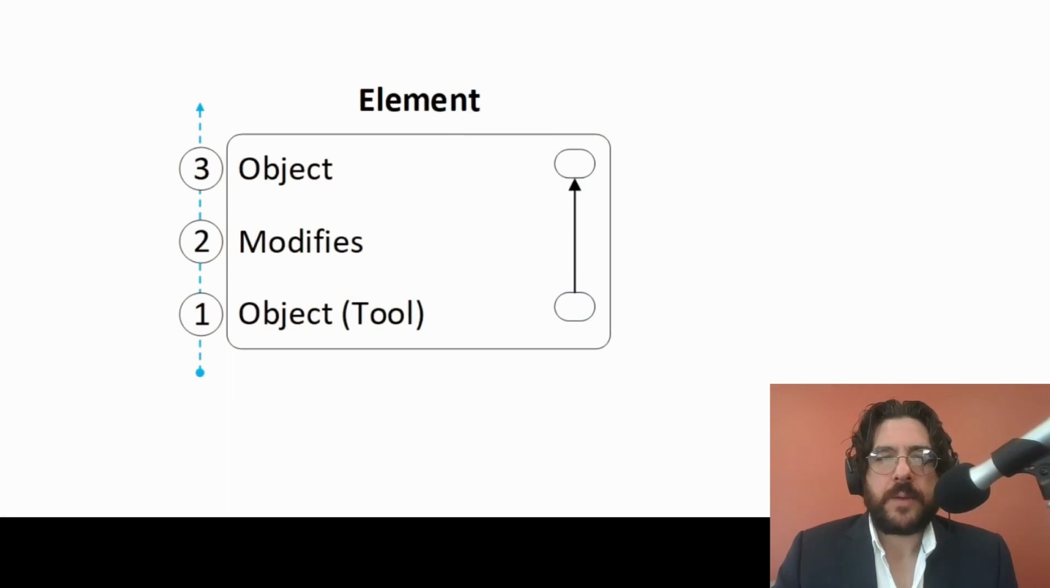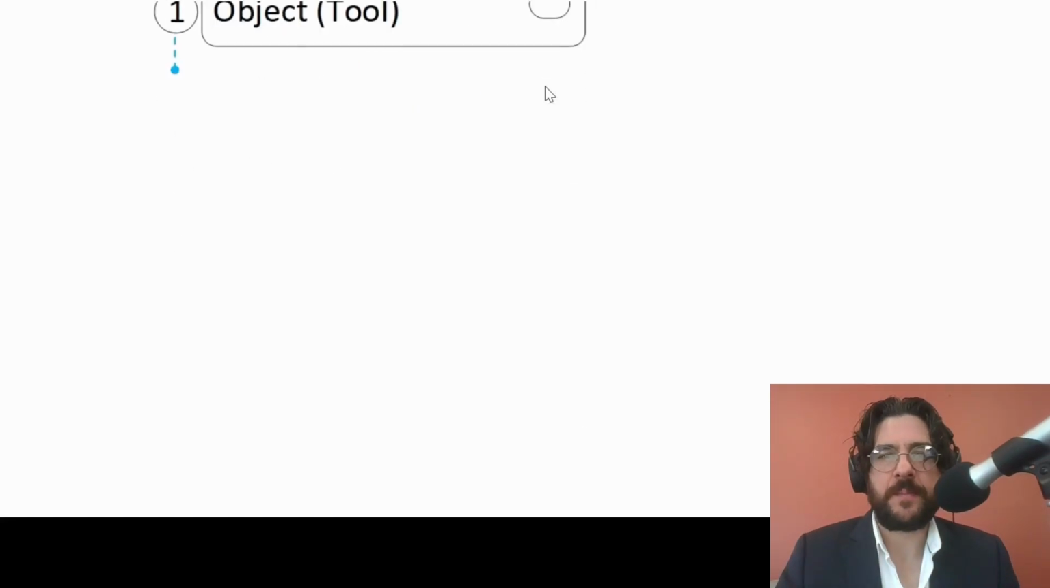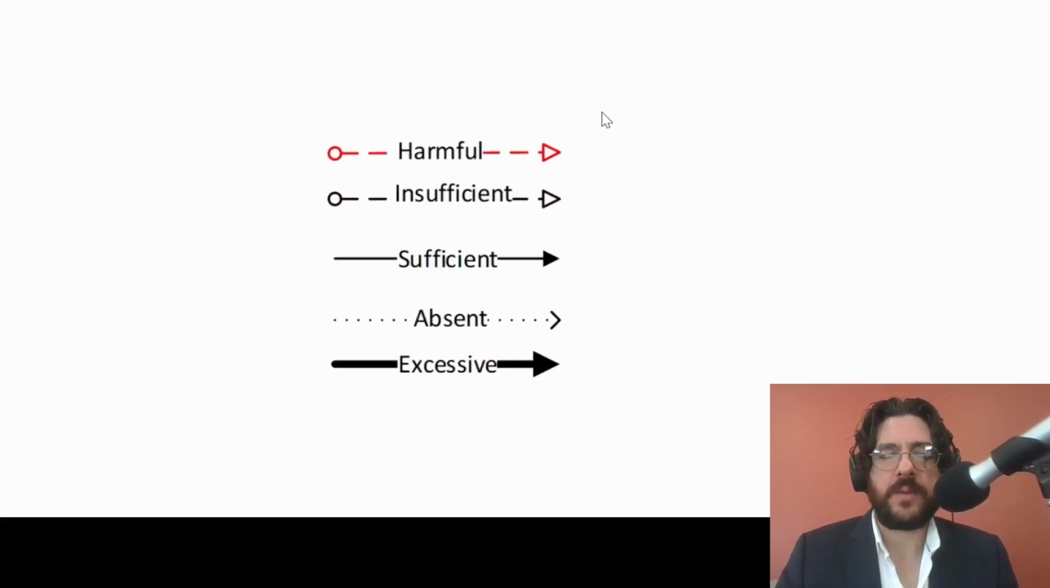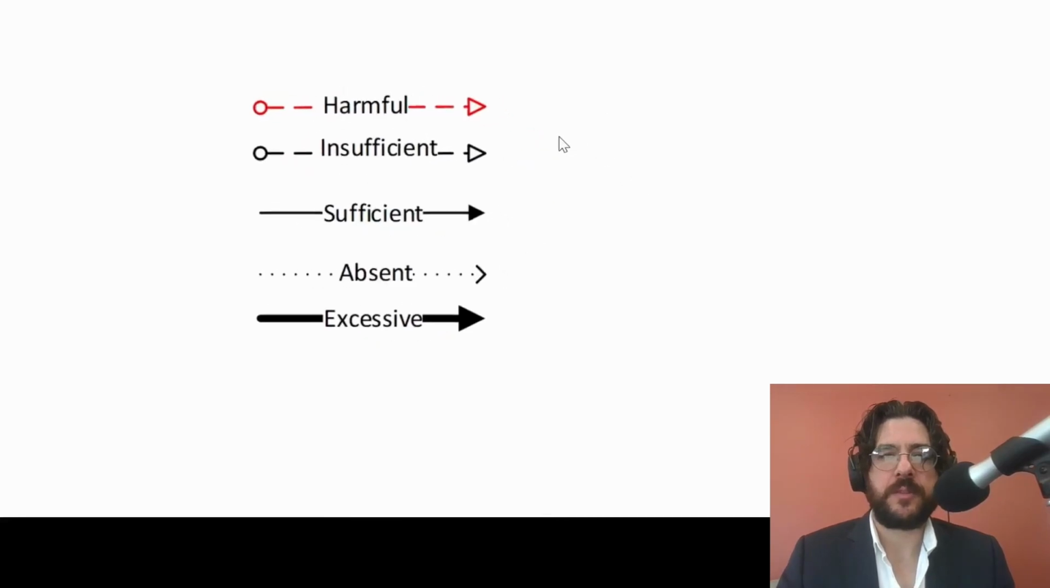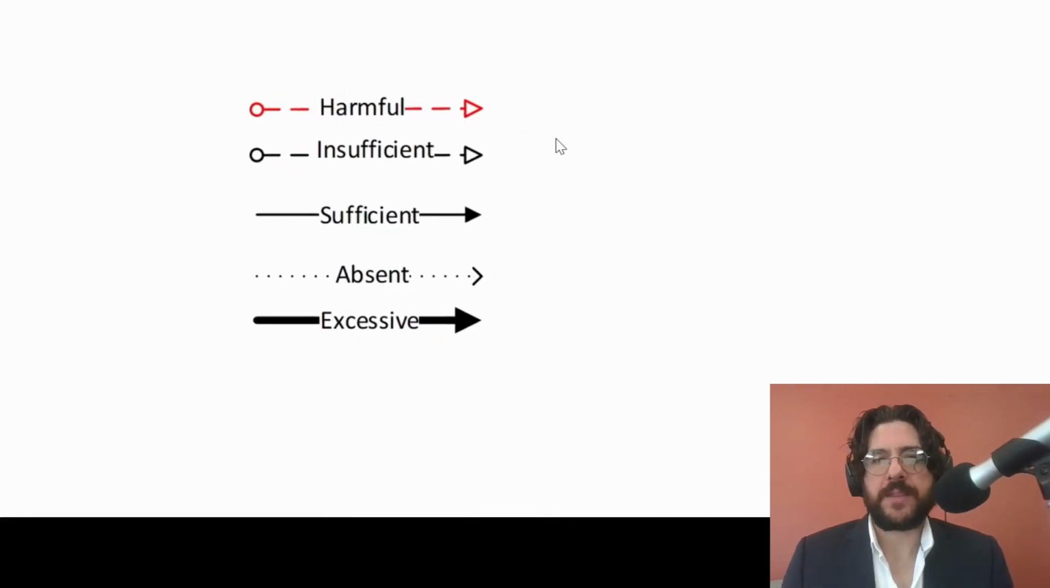All right, so we started with this one in the last video, and I talked about the object, the modification, and the object, right? So we're going 1, 2, 3. Now, we spent a lot of time on this modification piece here, and we said that the types of modifications or relationships you can see would be harmful, insufficient, sufficient, absent, or excessive. Okay, so once we understand that, how do we put that into the element?